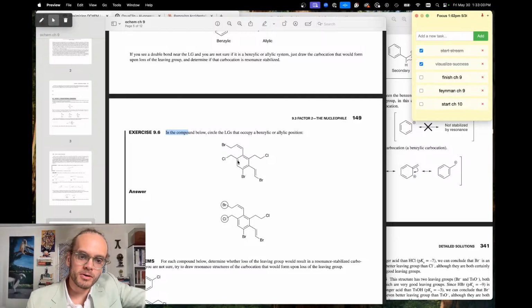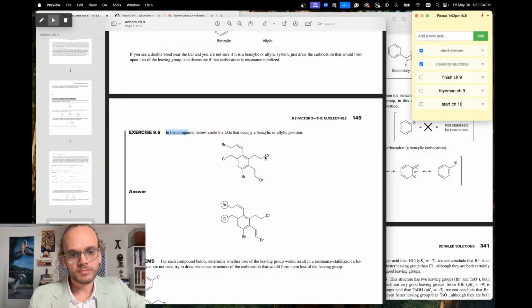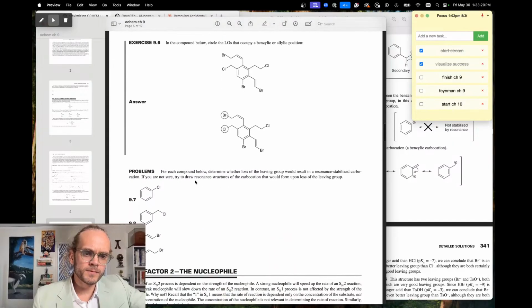So these are both, this is benzylic and this is allylic. This carbon here is not adjacent. This one is adjacent to the double bond. This one is adjacent to the benzene. This one is part of the benzene. This one is part of the double bond, so that doesn't count. Okay, I think I get it.